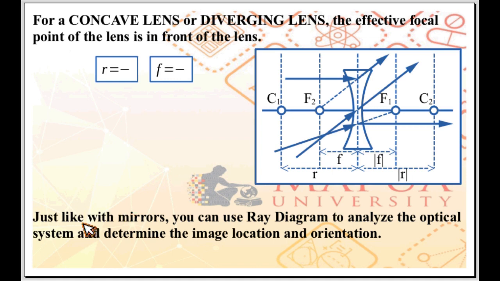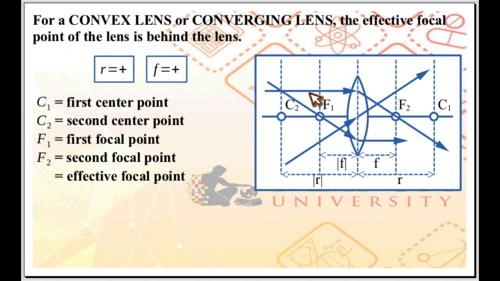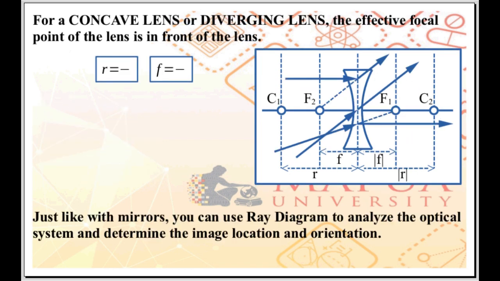Just like with mirrors, we can use ray diagrams to analyze the optical system and determine the image location and orientation. Regardless of whether you have a concave lens or a convex lens, we can use the behavior of the lens in refracting the light rays to do ray diagram analysis and thus determine the image location and orientation.